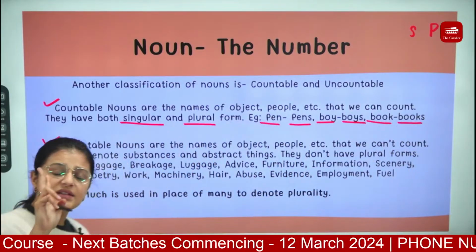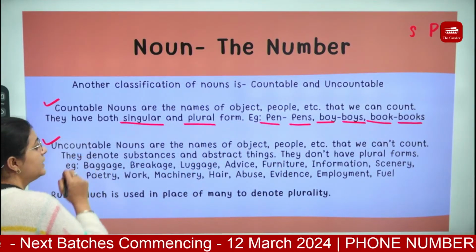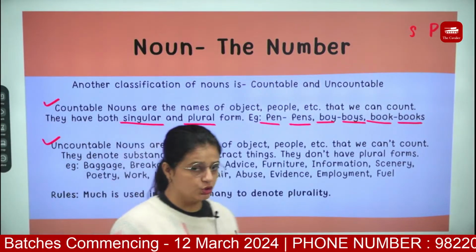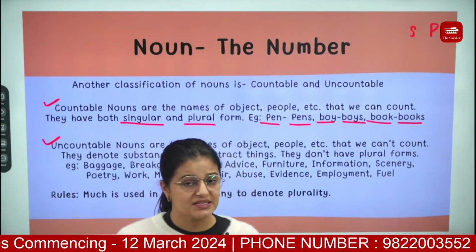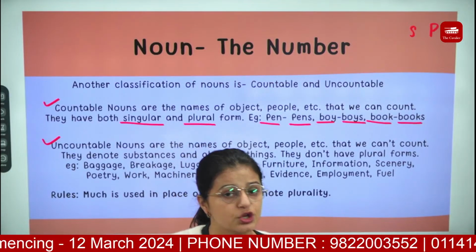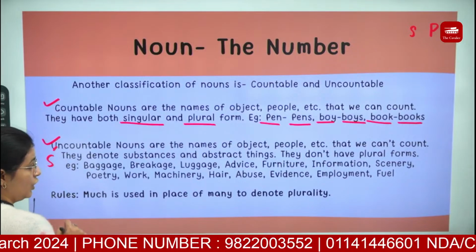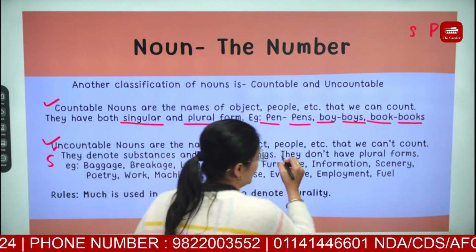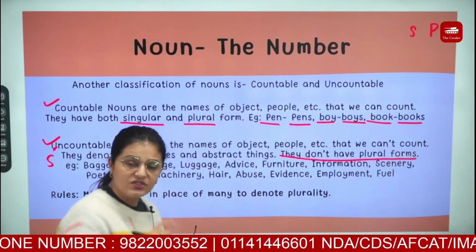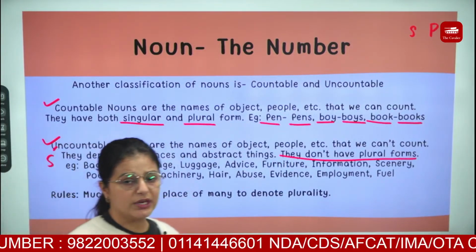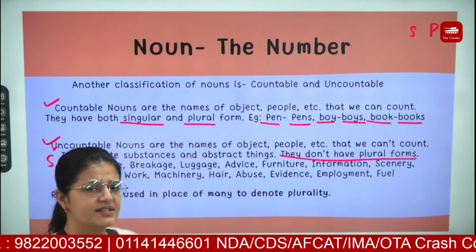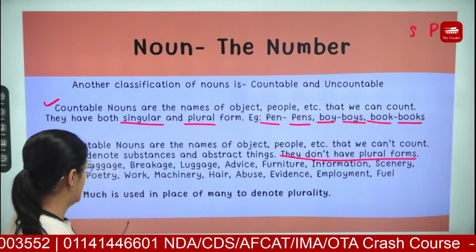But there is another category, that is uncountable noun, which includes names of objects that we can't count. So, there is only singular in it. Okay? They do not have plural form. It is important to remember. Okay? So, what are the examples of uncountable noun?